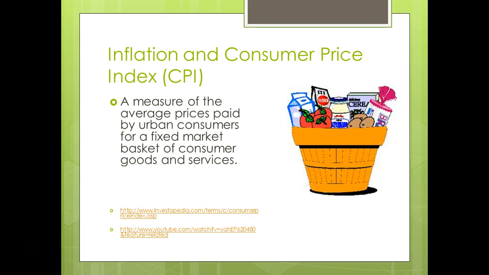And the Consumer Price Index is one way to measure how much prices are going up or going down. That's called deflation if prices go down, but normally we have a low level of inflation, prices going up a little bit. And the Consumer Price Index, or CPI, is a measure of the average prices paid by urban consumers for a fixed market basket of consumer goods and services. All it is, is an average of the prices of things that we need to buy.